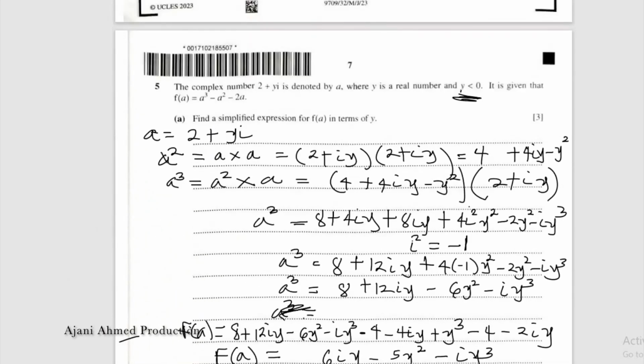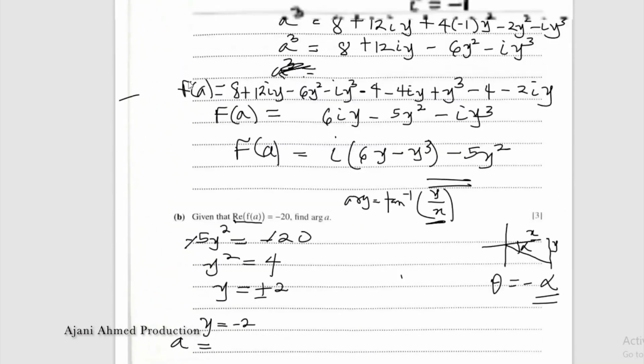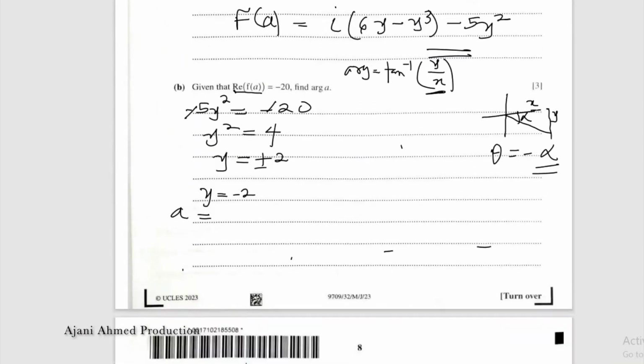Since y equal to minus 2 is accepted, the complex number a, which is 2 plus yi, will now be written as 2 minus 2i. So we are supposed to look for the argument of this. Sketch the diagram. Our y is minus 2, x is plus 2, so it's going to fall here.